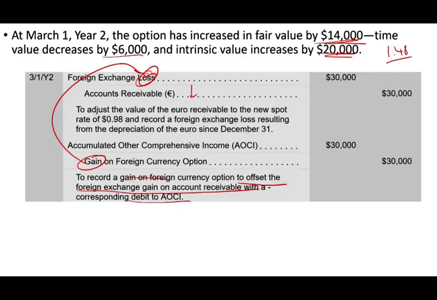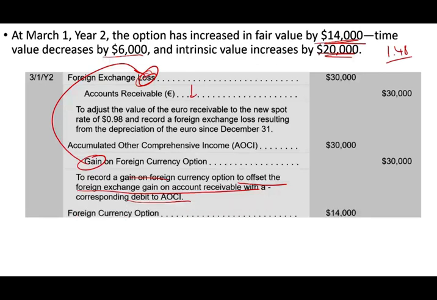Remember, whatever happened to the receivable, if it went up, the option will go down. If the receivable went down, the option will go up. That's the purpose of the whole hedging position. Now, what else do we have to do?